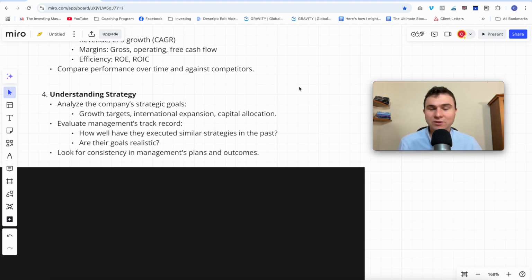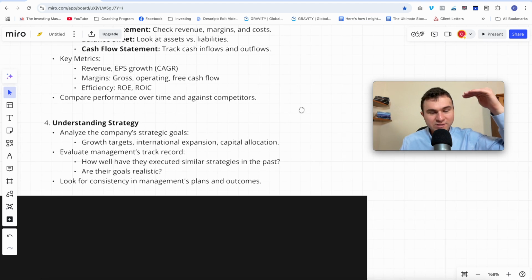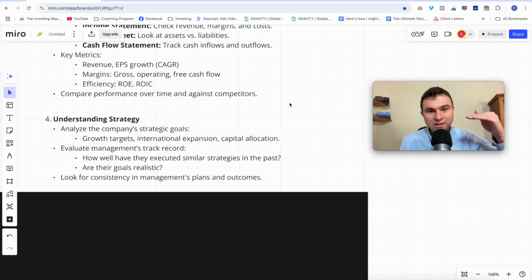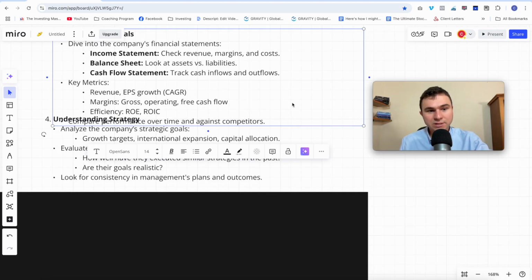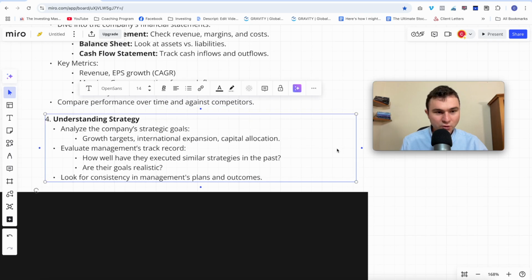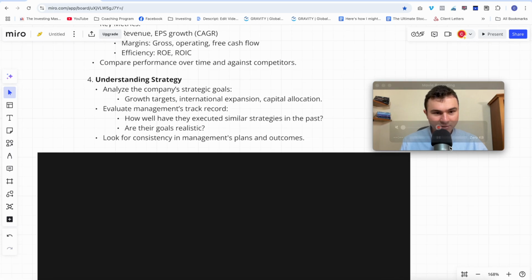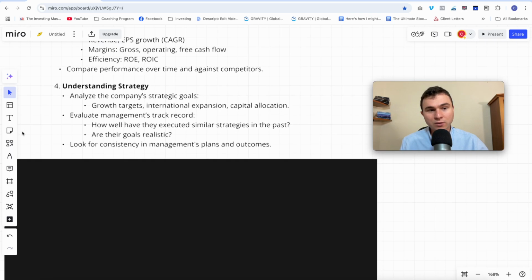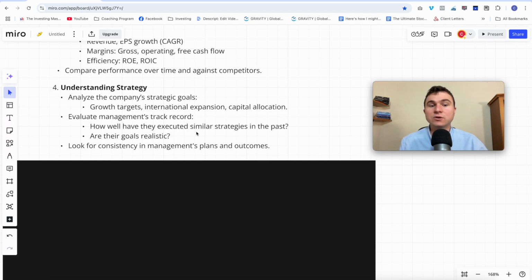Qualitative, growth, capital allocation, growth rates at the time, the margins. That's how I do it. I start from the top, step 1, and then 2, 3. You go deep dive on the numbers here. And then 4, that's the qualitative aspect. Evaluate management's track record. How well have they executed similar strategies in the past? Are their goals realistic? Now I like it.